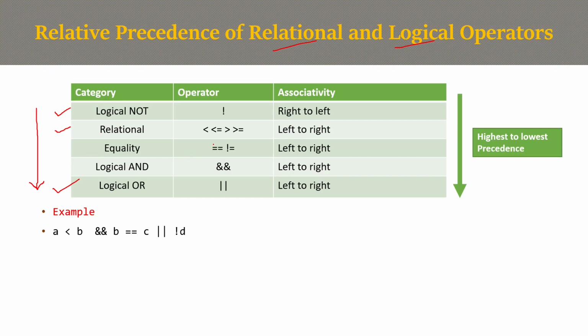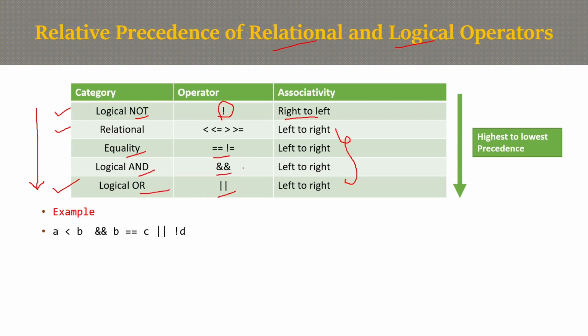Now you can see here we have the logical NOT, which is of the highest precedence amongst the relational and logical operators, and its associativity is from right to left. Except for the logical NOT, all the other associativities are from left to right. So keep this in mind. After the logical NOT, we have the relational operators, which are less than, less than or equal to, greater than, or greater than or equal to. Then the precedence that comes next is equality, which is equal to or not equal to. Then we have the logical AND, and afterwards the logical OR.